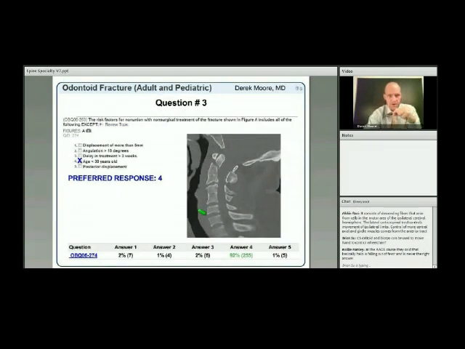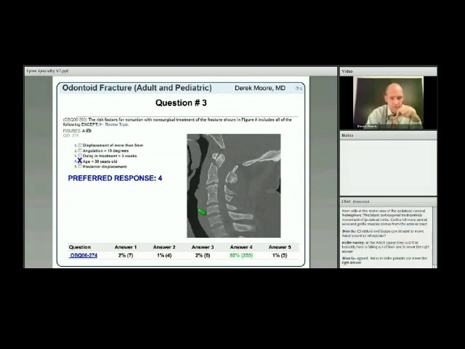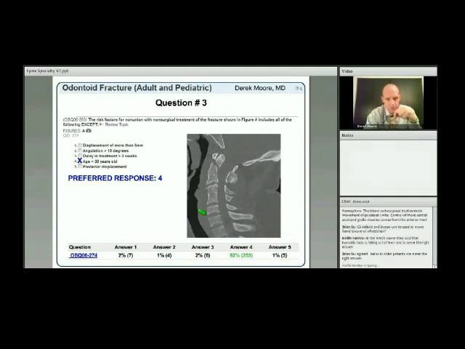So going back to our question, they're asking what are the risk factors for non-union in a type 2 odontoid fracture, include all of the following except. So displacement of more than 5 millimeters, this is a risk factor. Angulation greater than 10 degrees, this is a risk factor. Delay in treatment greater than 3 weeks, this is a risk factor. Age greater than 30, no, that's incorrect. It would be age greater than 40, so the correct answer is 4.